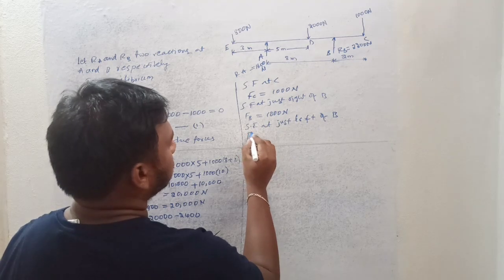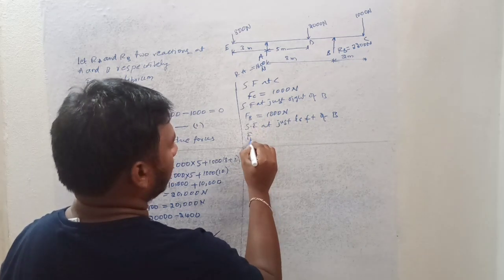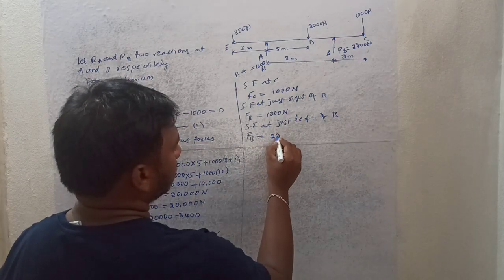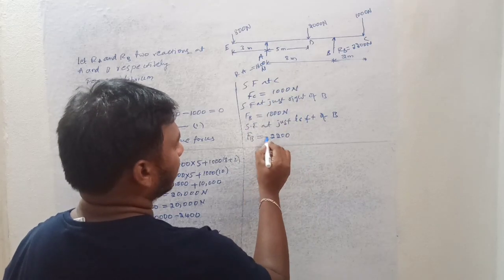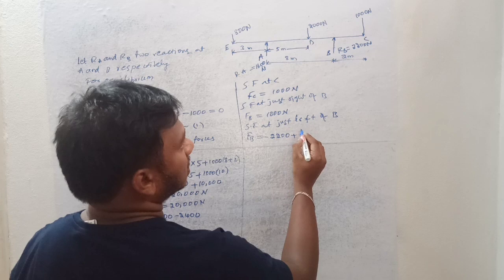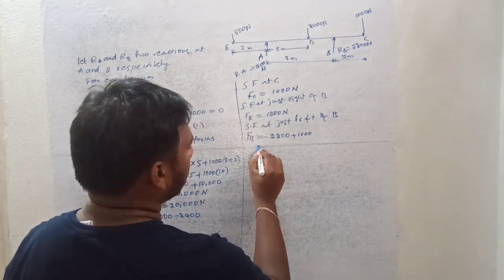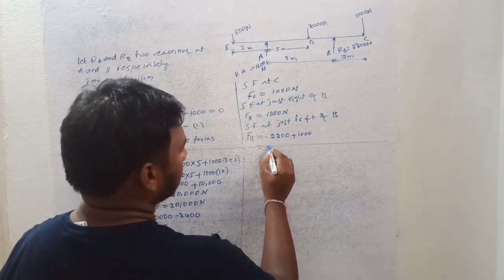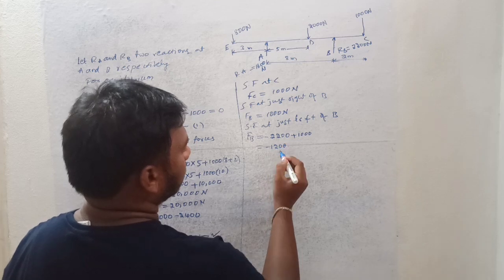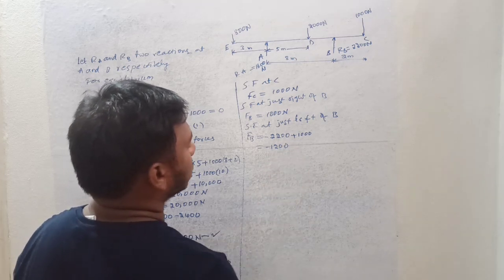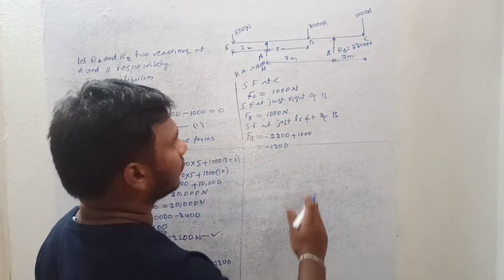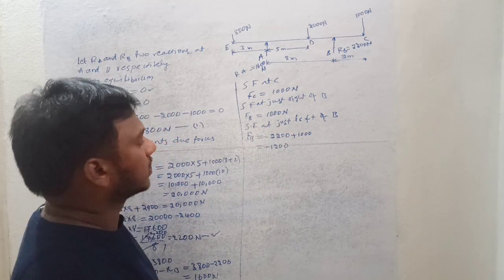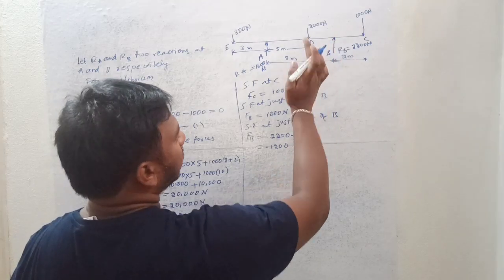Then the shear force at just left of B, that is F suffix B equal to RB, that is 2200. It is acting upward, right? It should be minus, and the downward force is 1000 Newton, so it is minus 2200 plus 1000. It is minus 1200. Minus 1200 is the shear force at just left of B. But the shear force just right of B, what did we get? It is 1000 newtons, and it will be constant from B to D.